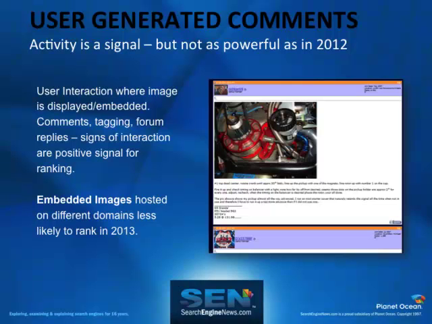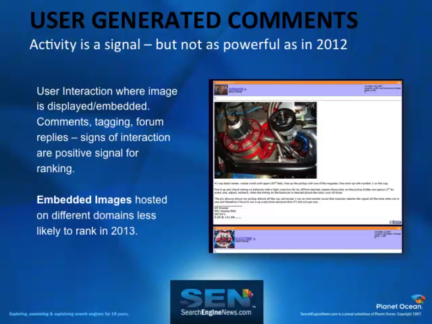User-generated comments and that activity is indeed still a signal, but it's not nearly as powerful as in last year's study of this when I was looking at this and talking about it. Last year I found that Google tended to want to rank an image wherever the highest amount of activity was going on. And that's really not quite as powerful as it used to be.